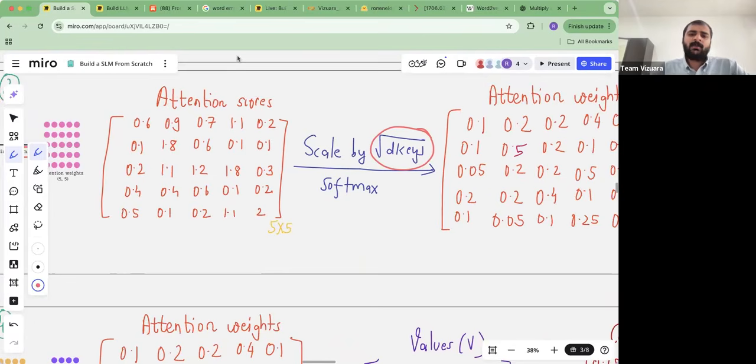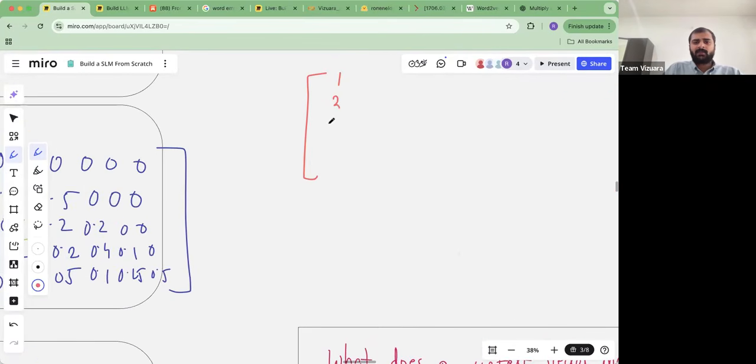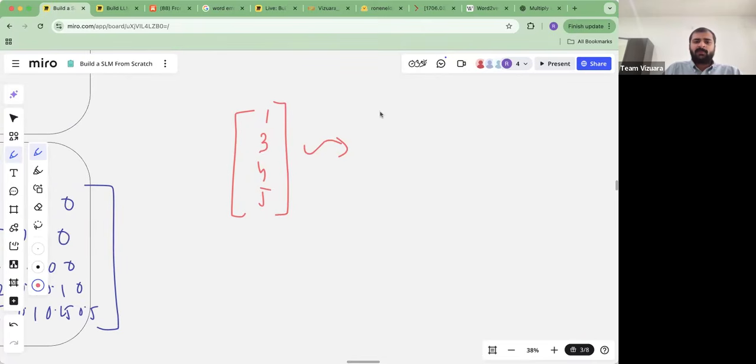So let me quickly explain what softmax is. If you have a matrix of values, or a vector of values, and you want all these values to sum up to 1, the softmax operation takes the exponent and divides each one by the sum of the exponents.